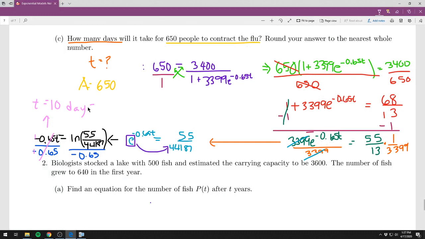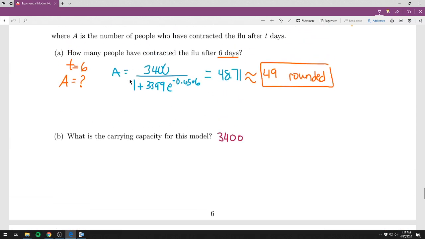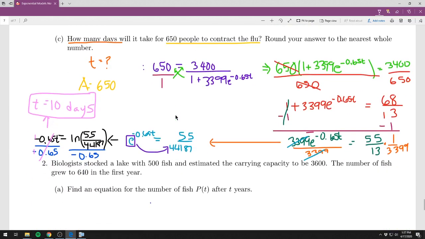And we're talking about days here. If you think about this problem, that's pretty crazy. 10 days after one person has this flu, 650 people have it. And it's 650 out of 3,400. That's a pretty large percentage. But, you know, this is one type of application.